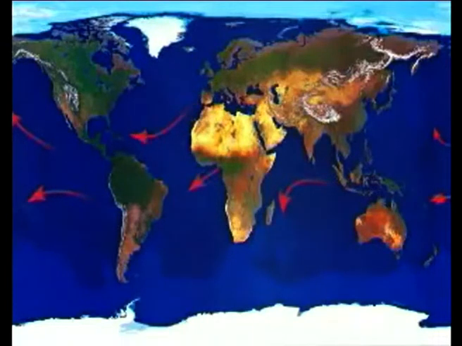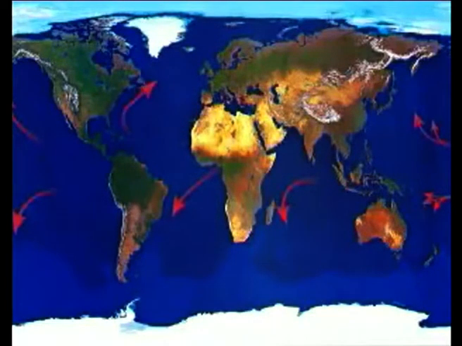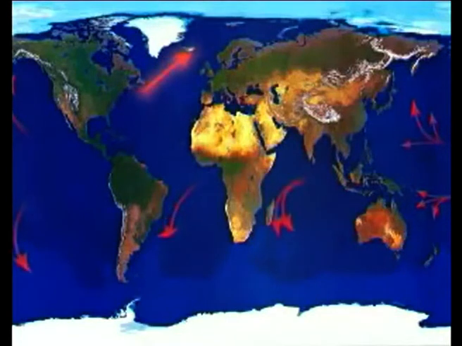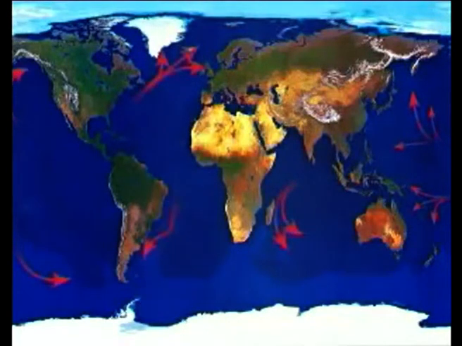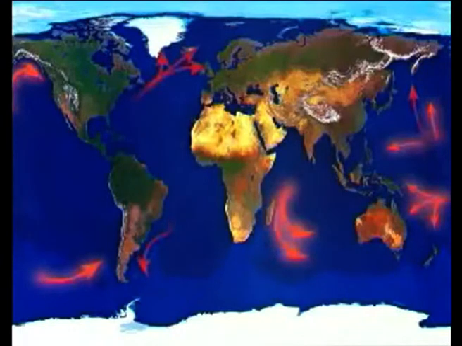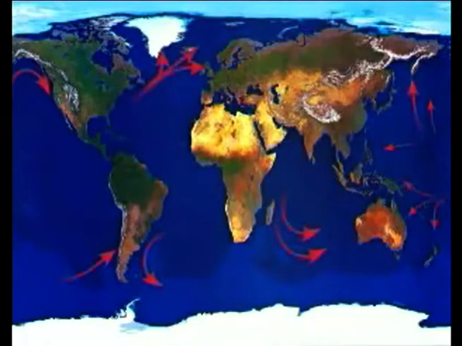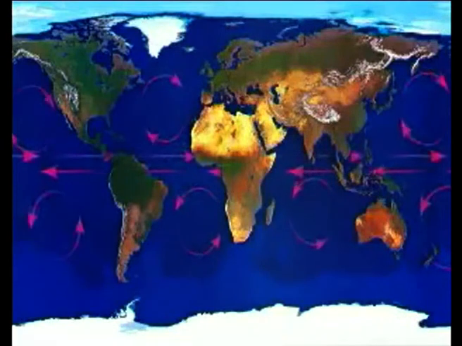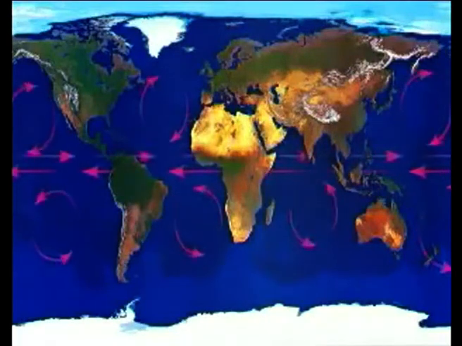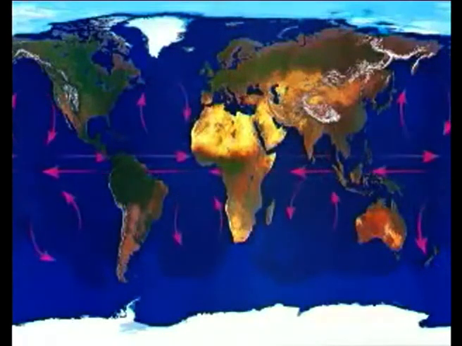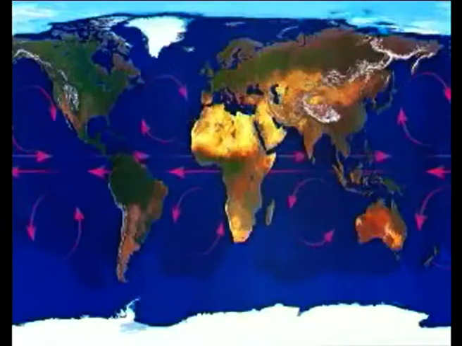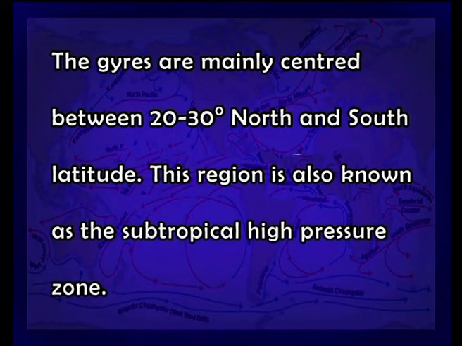A gyre consists of 4 currents: a cold current on the eastern boundary, a warm current on the western boundary, and 2 parallel currents in the north and south of the gyre. The direction of gyre is clockwise in the northern hemisphere and anti-clockwise in the southern hemisphere. The gyres are mainly centered between 20 to 30 degree north and south latitude. This region is also known as subtropical high pressure zone.